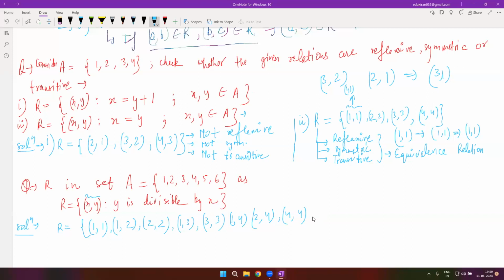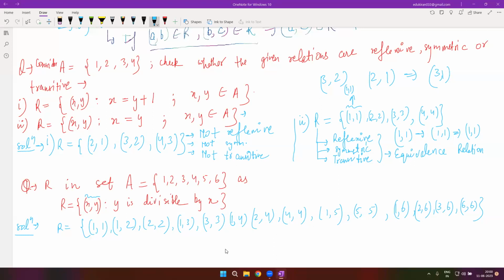Now let's say y is 5, then (1, 5) and (5, 5). Only 1 and 5 divide 5. For 6, (1, 6), (2, 6), (3, 6), because 1, 2, 3 and 6 all divide 6. This is our relation. Now we will have to check whether the given relation is reflexive, symmetric, or transitive.